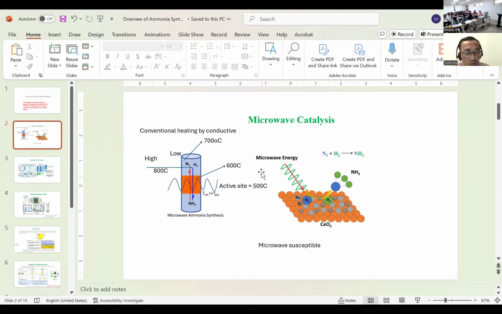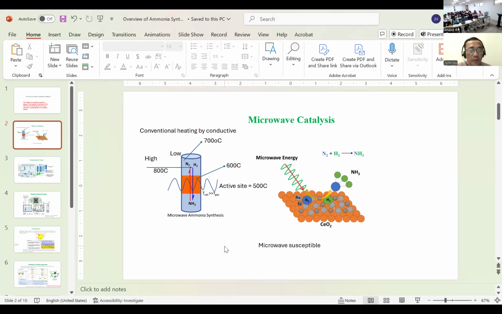But microwave is different. This reactor tube is glass, actually a quartz tube. Microwave penetrates as if it doesn't see it. It directly interacts with the active site, making it 500 degrees C. It's more efficient. It's exactly the same as what you do at home: you heat water molecules in order to heat your food.